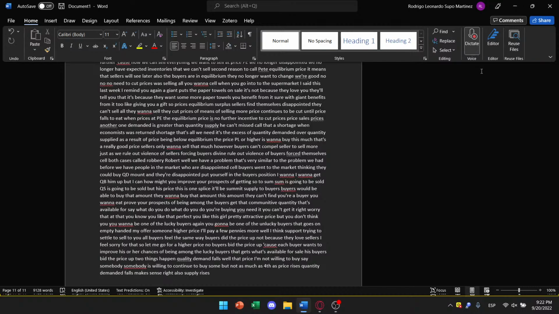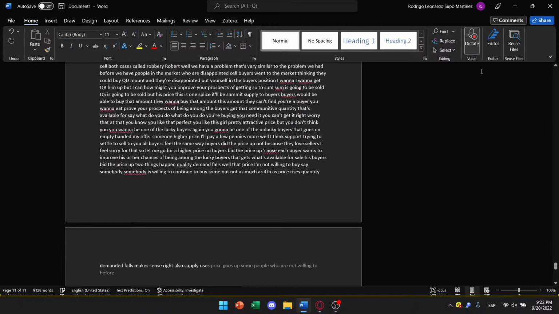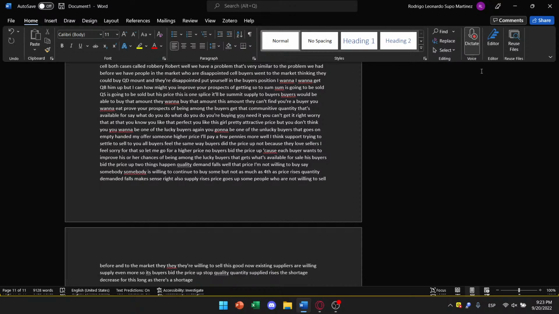That makes sense, right? Also, quantity supplied rises. Price goes up. Some people who were not willing to sell before enter the market. They're willing to sell this good now. Existing suppliers are willing to supply even more. So as buyers bid the price up, quantity demanded falls, quantity supplied rises, the shortage decreases. But as long as there's a shortage, buyers still have an incentive to bid the price up.